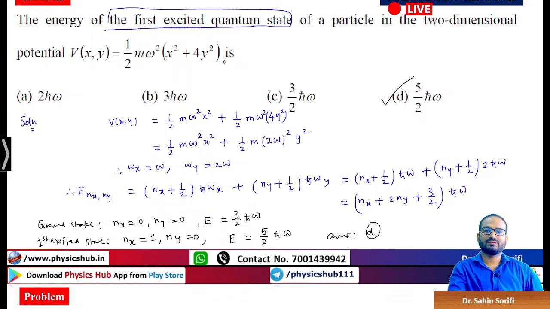Is it clear? You have to look for the option. You have to check the question properly, otherwise you will make a mistake. Is it clear, Harry? A would have been the answer if both were isotropic, if omega x and omega y were equal. Then we could have said it is 2 h cut omega. But it is not. Is it clear now?